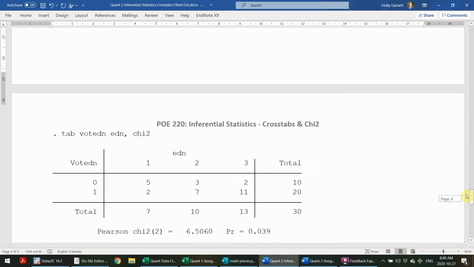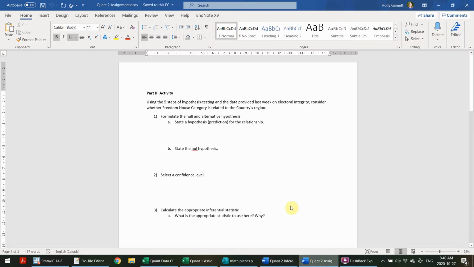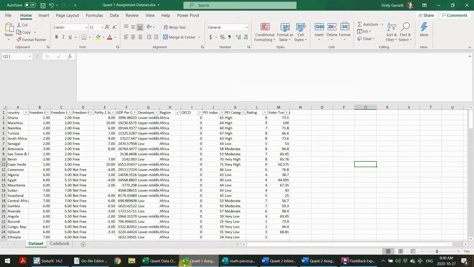Okay, so we've done this. You can go back and maybe grab the worksheet that's blank and try doing it yourself and then checking your work with the video. And then your assignment for this week is to essentially go through all of the 5 steps of hypothesis testing using that data that we used last week, which is right here. So about the countries and the Freedom House scores, development, regions, PEI indexes, voter turnout, all that fun stuff.